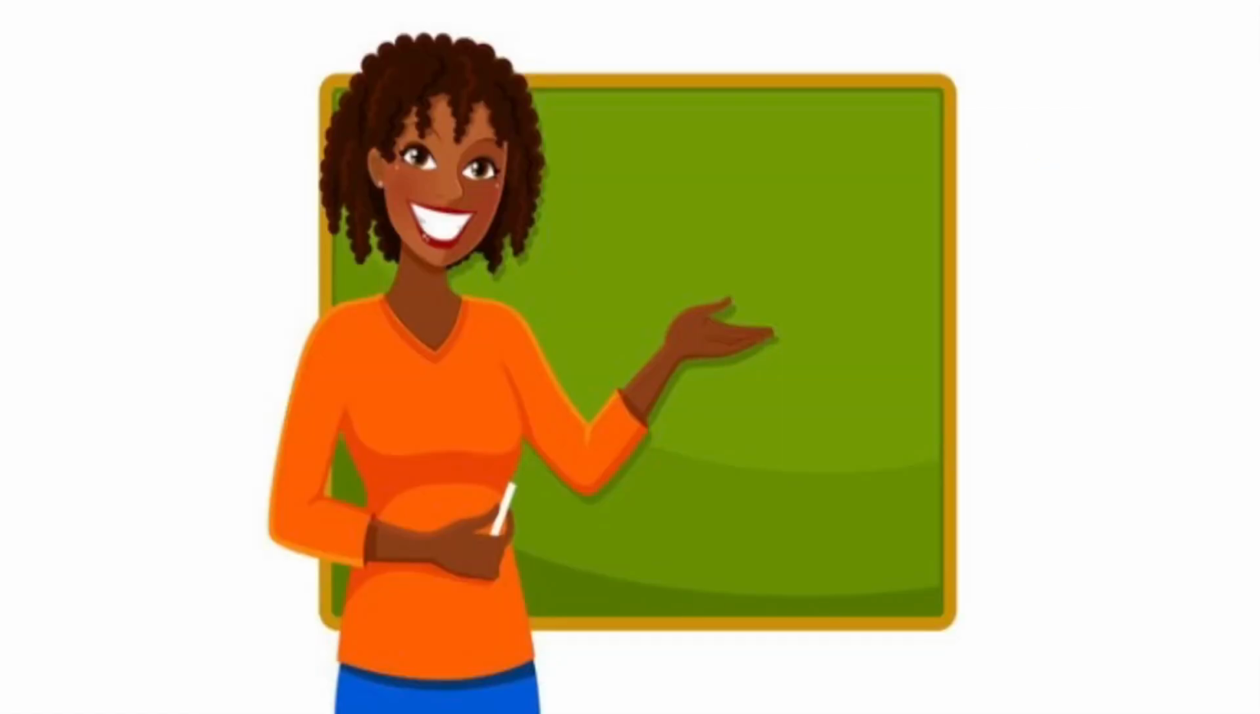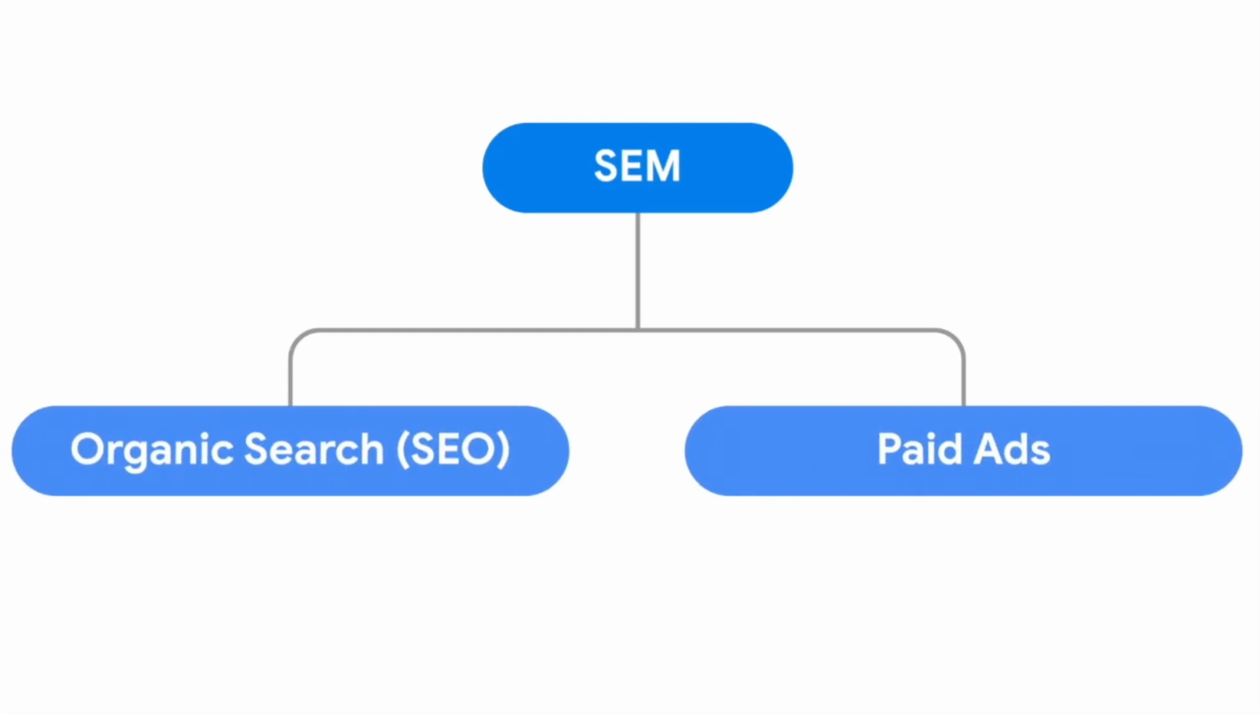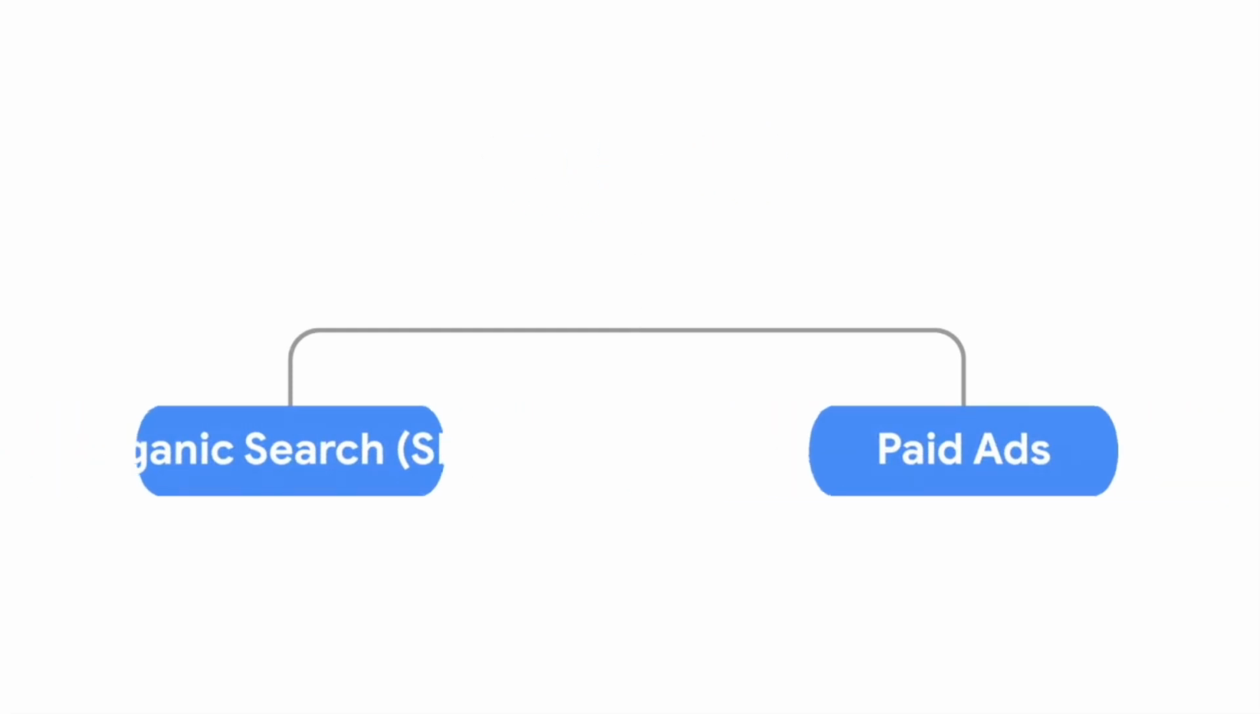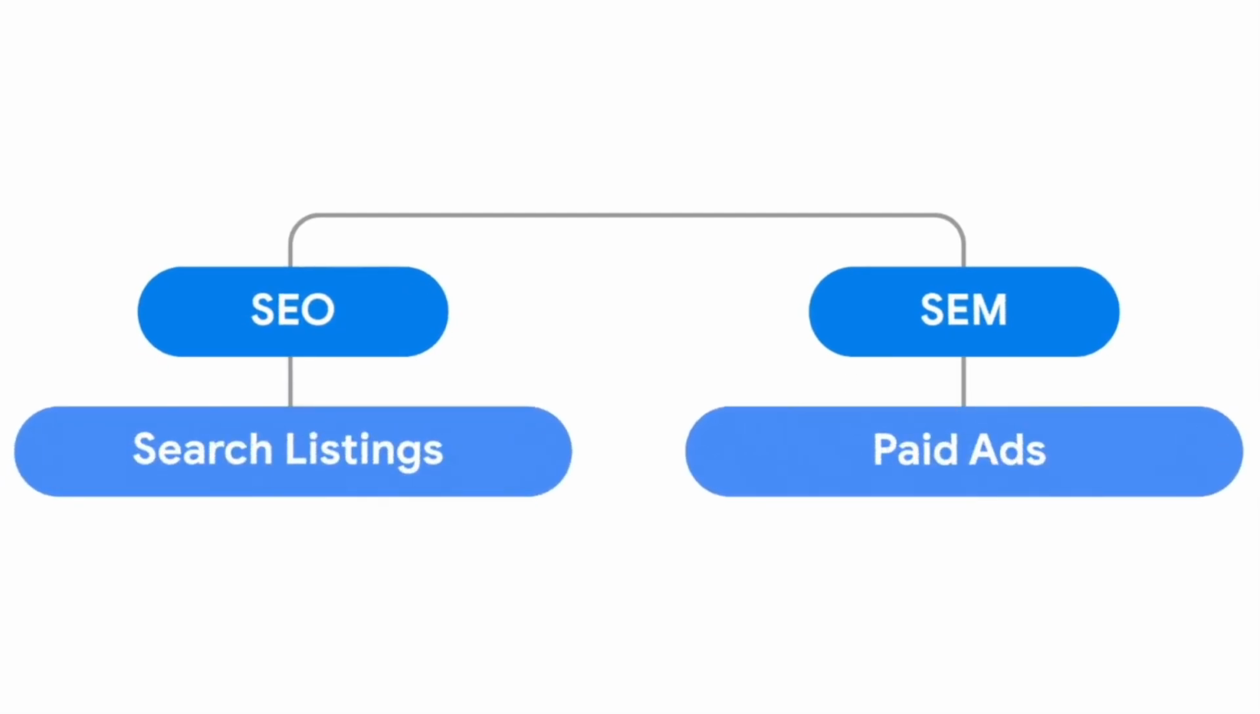A quick note on terminology here. Some companies think of SEM as a broad umbrella that includes both paid ads in search engines and SEO. We're going to simplify things and say that SEO has to do with the ranking of search listings within SERPs, while SEM happens through paid ads.